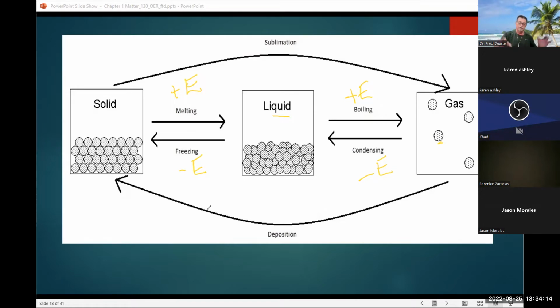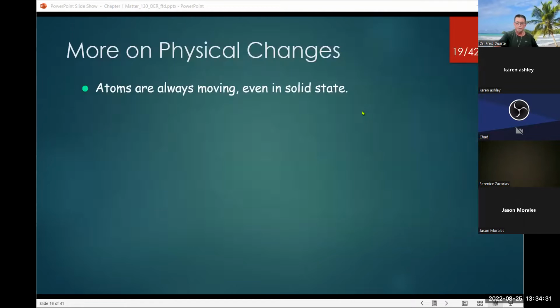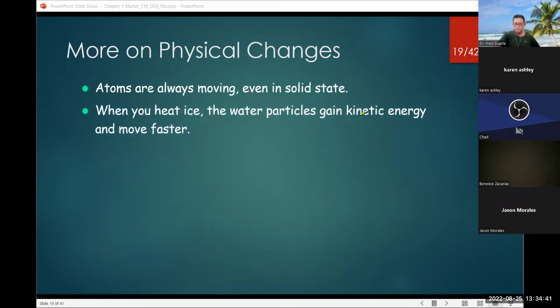So all of this diagram demonstrates everything. It's a function of energy. And these are for physical processes. That's the important part. We're not doing anything chemical. All we're doing is changing their physical state. More than physical changes, atoms are always moving, even in the solid state. When you heat the ice, water particles can gain energy. We have a specific name for it.